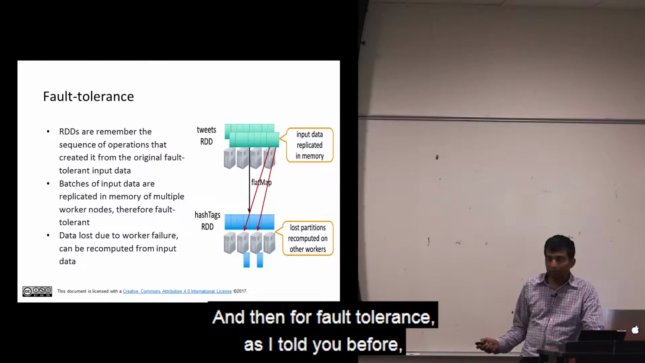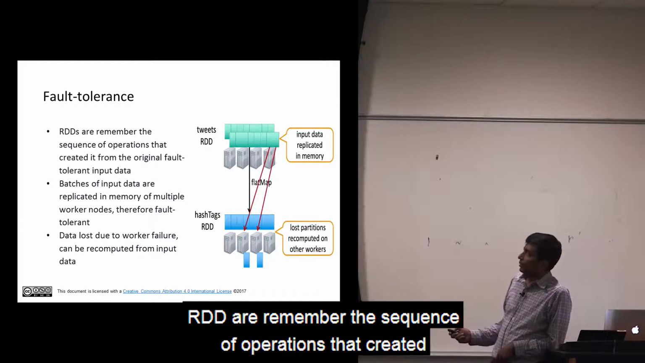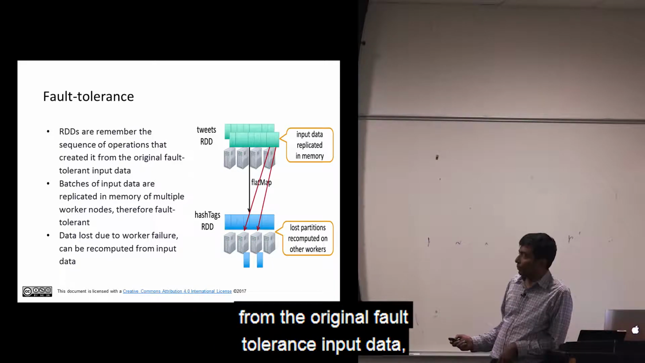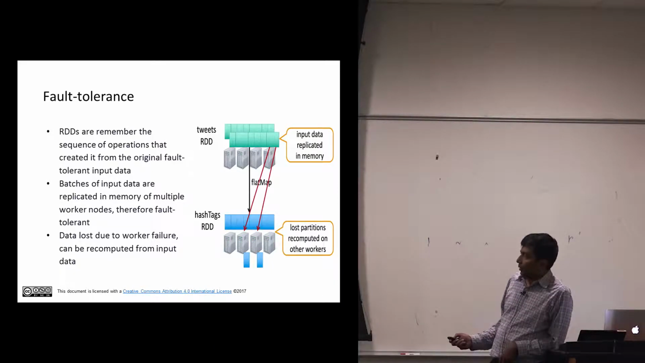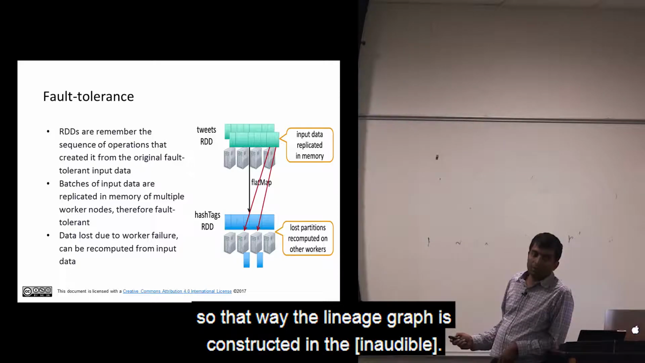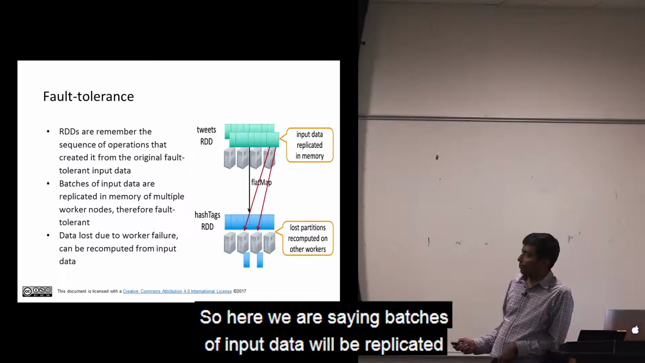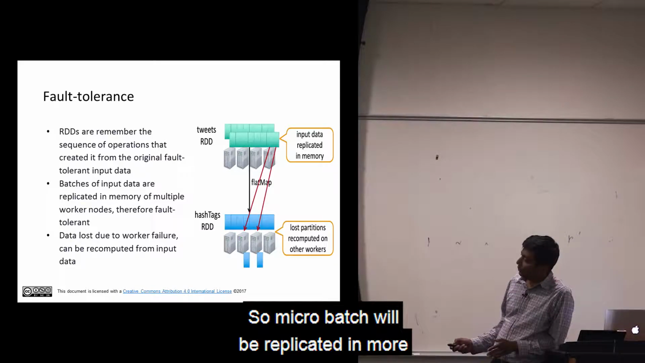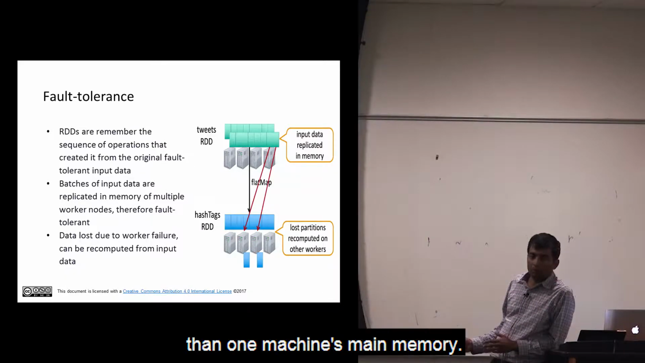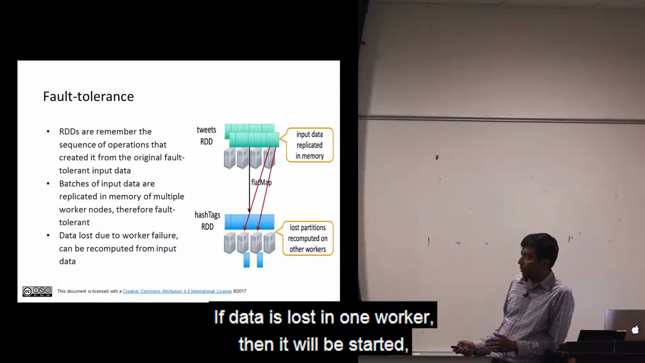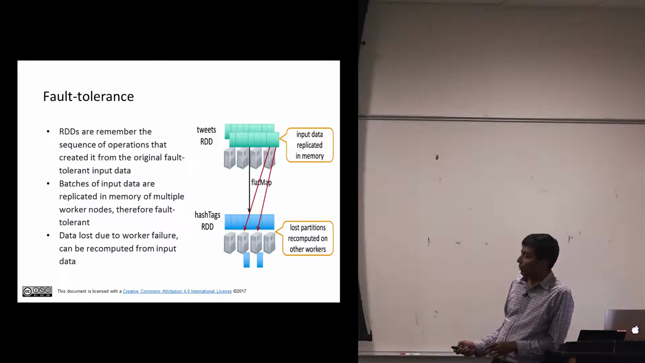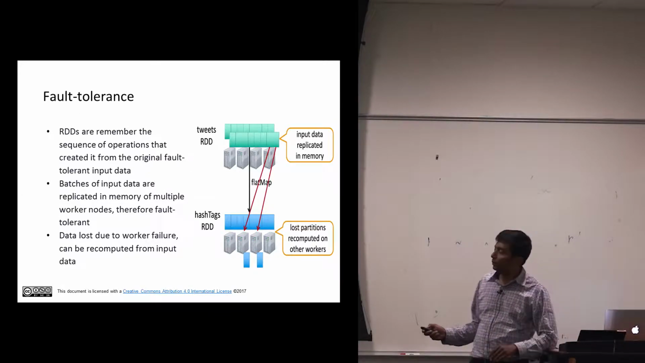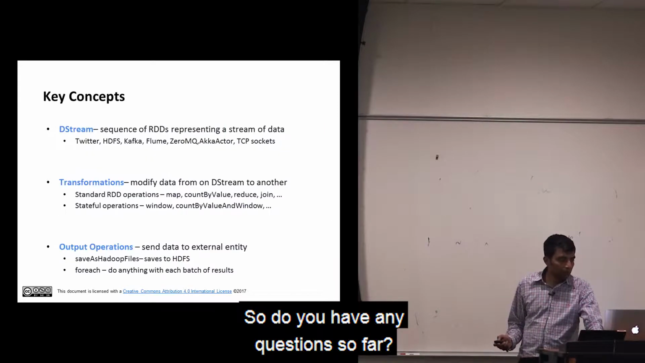For fault tolerance, as I told you before, remember that RDDs track the sequence of operations that created them from the original fault-tolerant input data. That way the lineage graph is constructed. Here, batches of input data will be replicated in the memory of multiple worker nodes, so a micro batch will be replicated in more than one machine's main memory. That's the key point. If data is lost on one worker, the process will be started on a different worker.